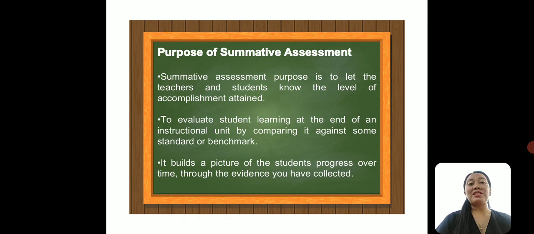So what is the purpose of summative assessment? The purpose is to let the teachers and students know the level of accomplishment attained. So through summative assessment, the teachers will be able to know the attainment of their students. This is also to evaluate student learning at the end of an instructional unit by comparing it against some standard or benchmark. It builds a picture of the student's progress over time through the evidence that teachers have collected.